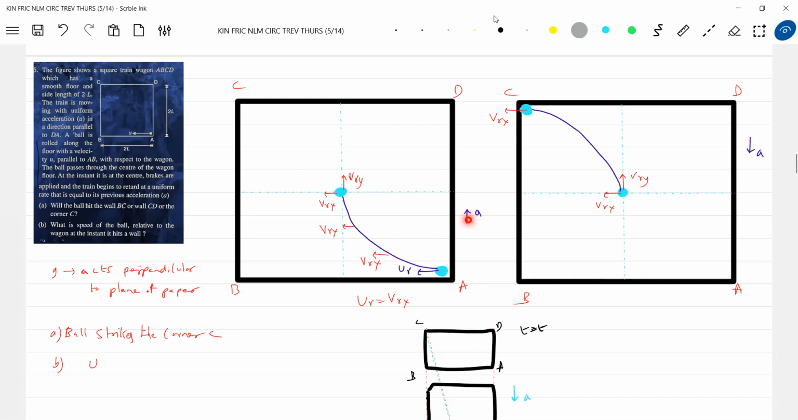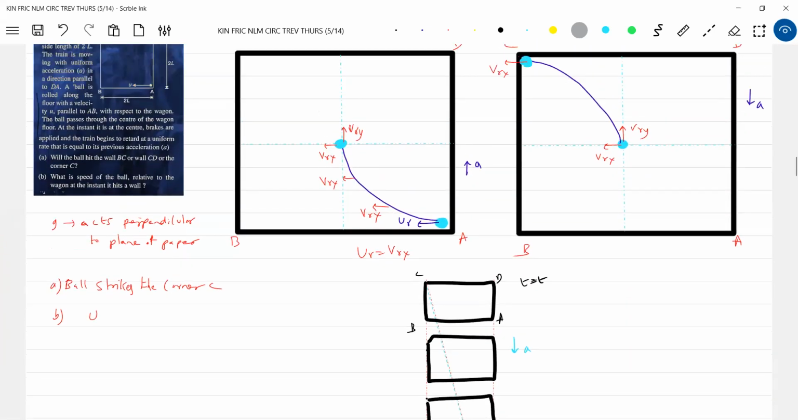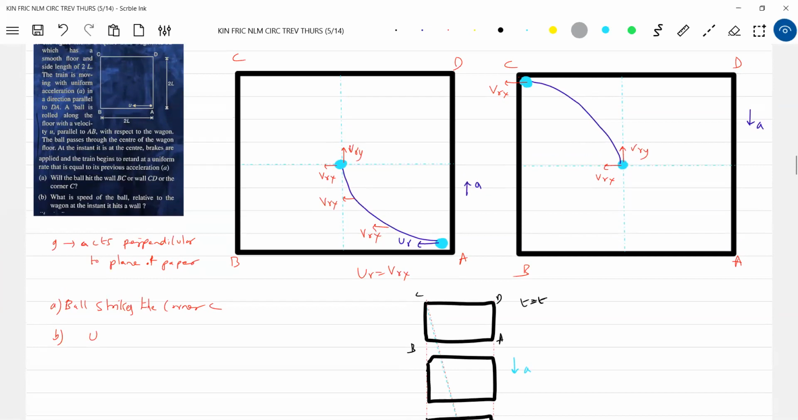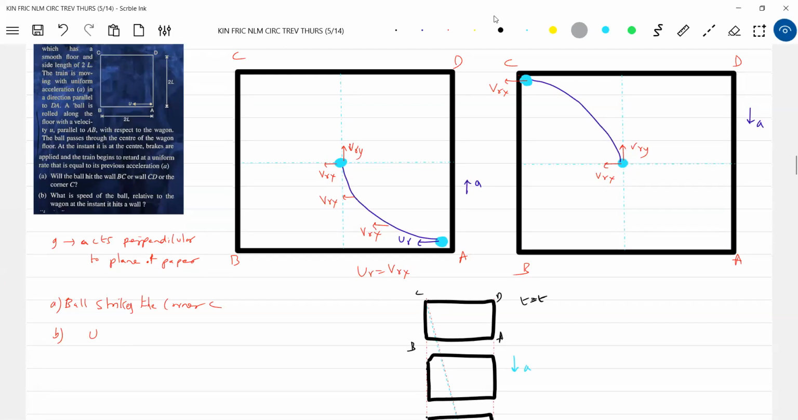The ball is rolled along with a velocity. The ball passes through the center of the wagon, upright, and begins to retard. That is equal to the ball being given velocity parallel to AB. No, it is. But the wagon is given acceleration parallel to dA, sir, not AD. Along that wall only, no, it is. Yes, sir, but acceleration should be downwards, or else this motion is not possible.